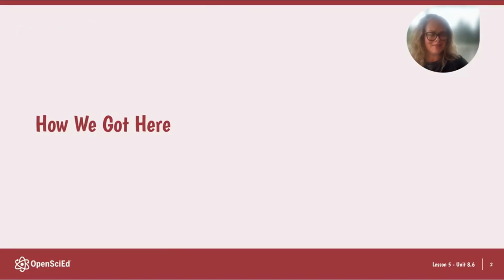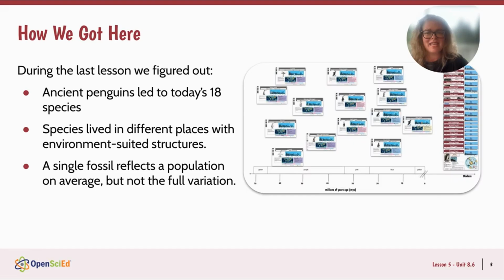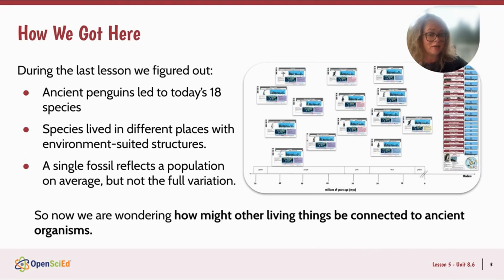So let's begin with how we got here. During the last lesson, we figured out that ancient penguins led to the 18 species of modern penguins today. The species lived in different places with environment-suited structures, and a single fossil reflects a population on average, but not the full variation. So from there, we are now wondering, how might other organisms be connected to the ancient organisms that preceded them?